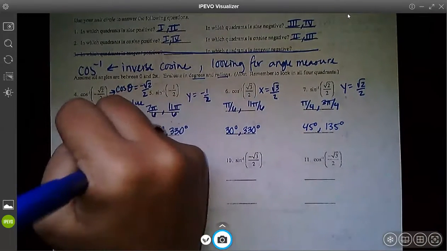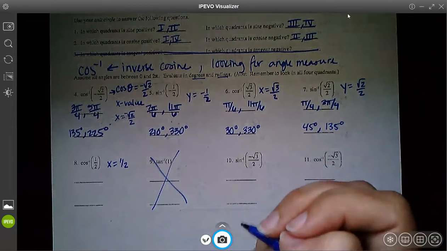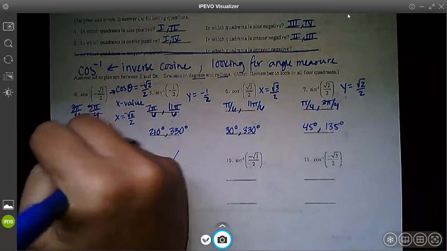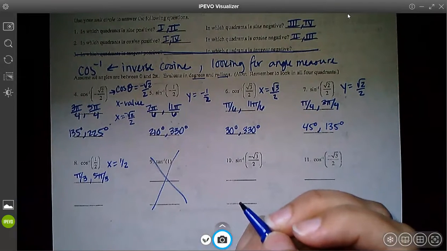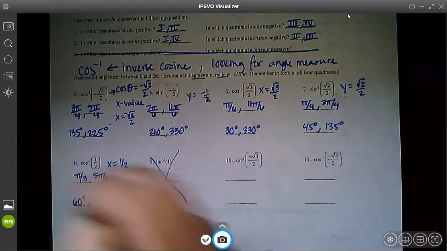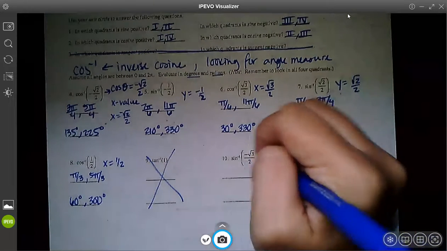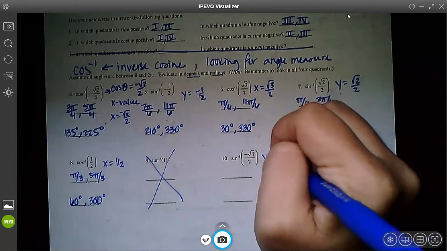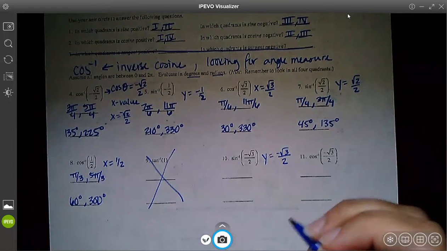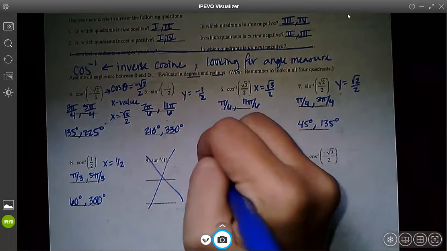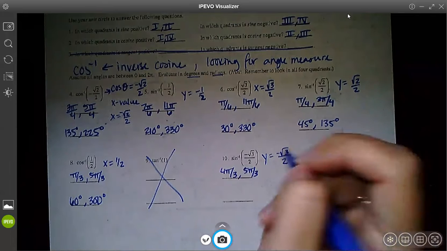Cosine remembers your x value, so we want to know where x is 1/2. X is positive in quadrants 1 and 4. So x is 1/2 at pi over 3 and at 5 pi over 3, and those angle measures are 60 degrees and 300 degrees. Sine, again, is the y value. We want to know where y is negative root 3 over 2. Y is negative in quadrants 3 and 4. That happens at 4 pi over 3 and 5 pi over 3, which are 240 degrees and 300 degrees.